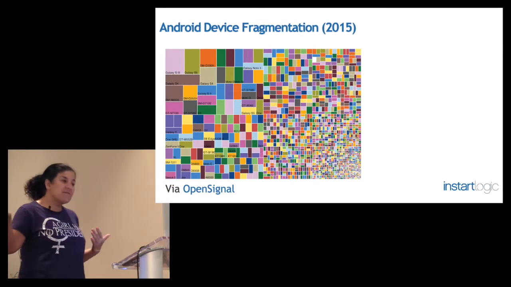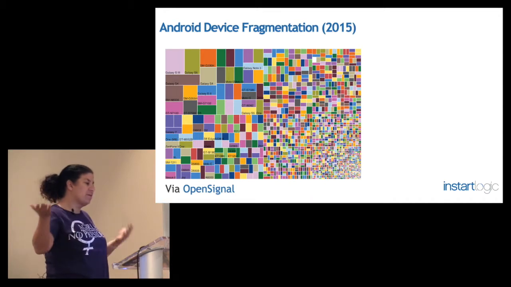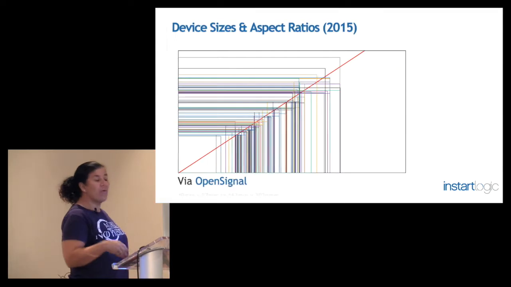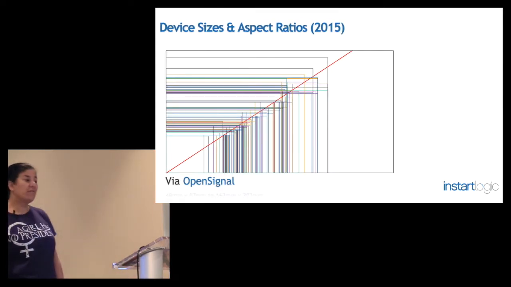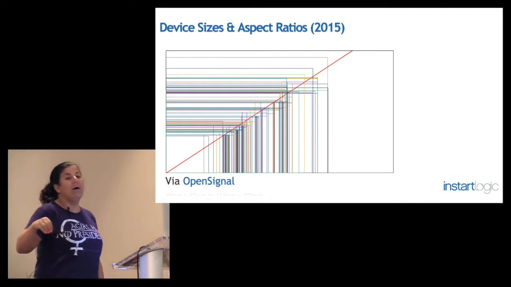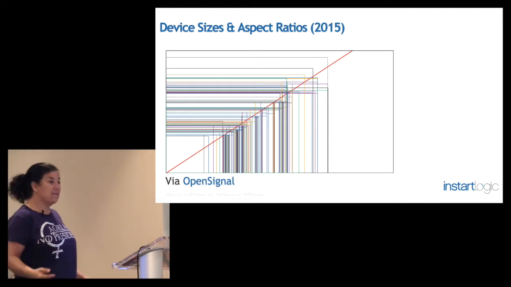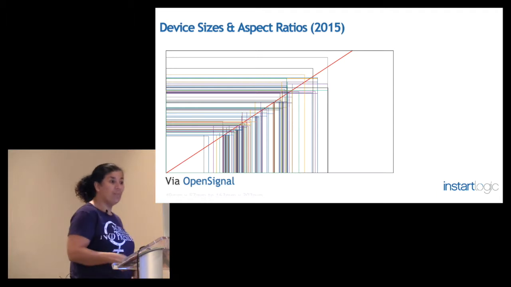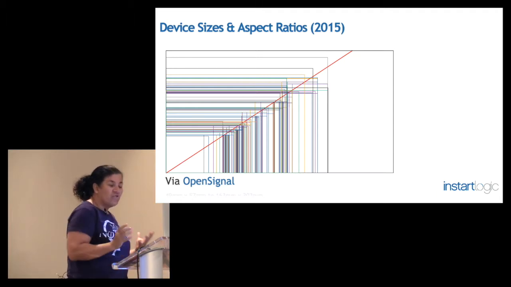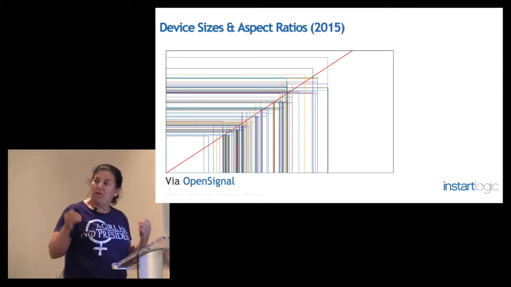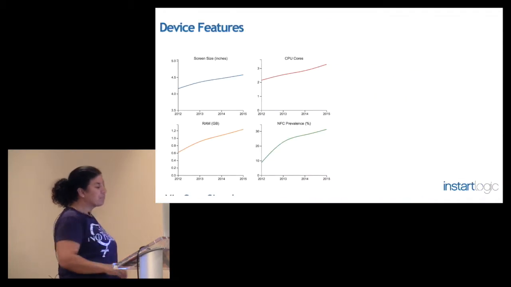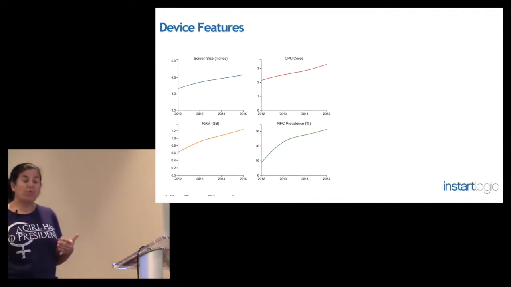Android, there's probably over 10,000 different Android devices. The one thing is the aspect ratio of devices are approximately the same. They all kind of follow that red line. So they come in all different sizes, but they're rectangles. But we now have watches and they're circles. So generally, when you're designing, you want to do it on that aspect ratio.